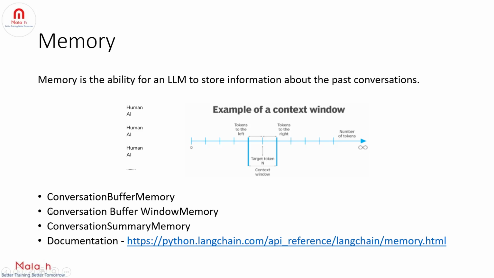So we are trying to learn how to give memory to an LLM, right? We have seen the first type, that is conversation buffer memory, and now the next one is conversation buffer window memory, right? So let's go to our VS Code and try to implement it by using conversation buffer window memory.